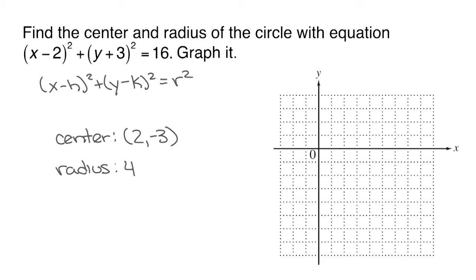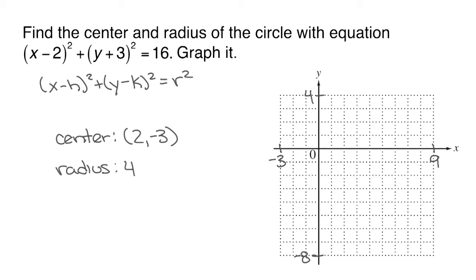To graph, let's first label our coordinate grid. We'll let each dotted line represent 1 unit, and so the minimum on the y-axis is −8, and the maximum is 4. The minimum on the x-axis is −3, and the maximum is 9.